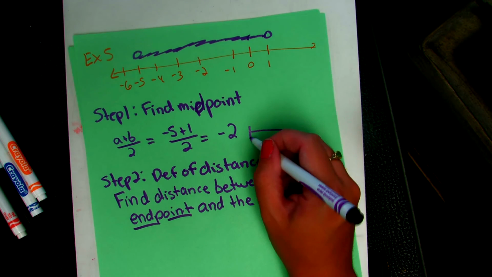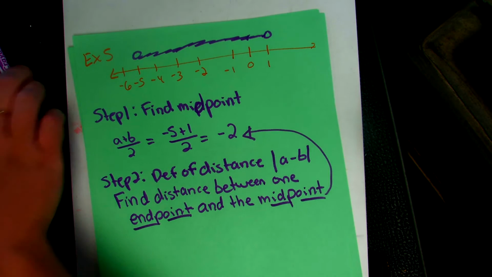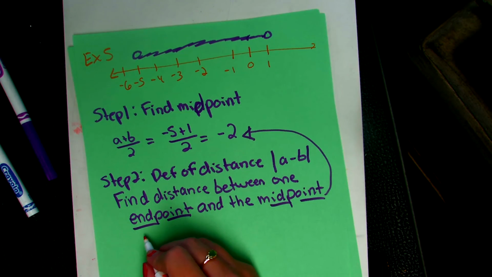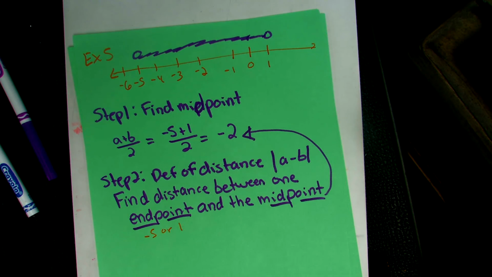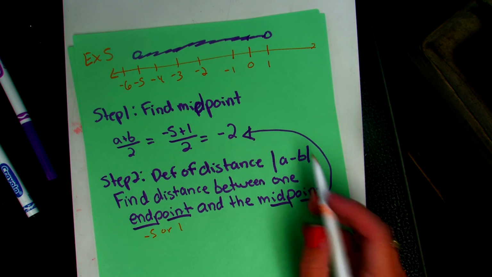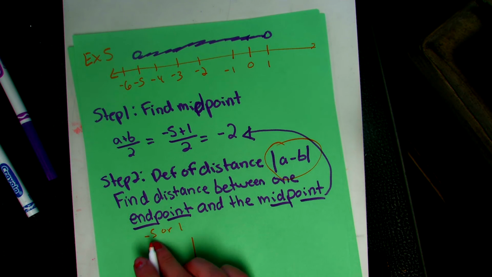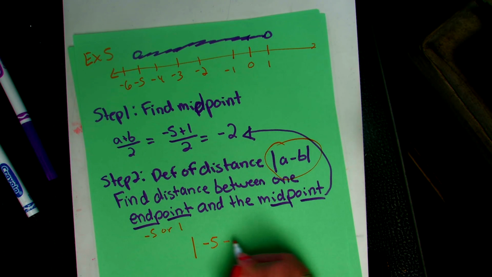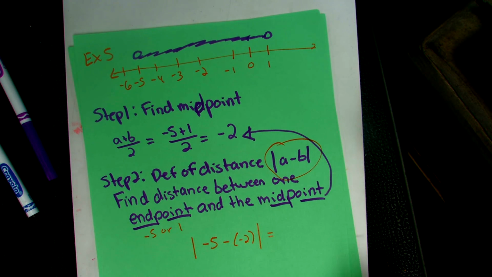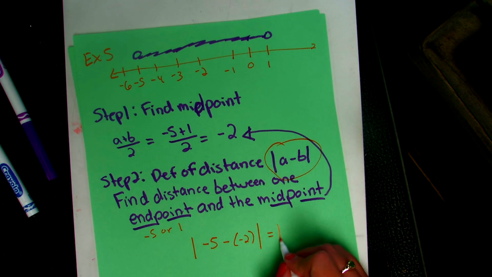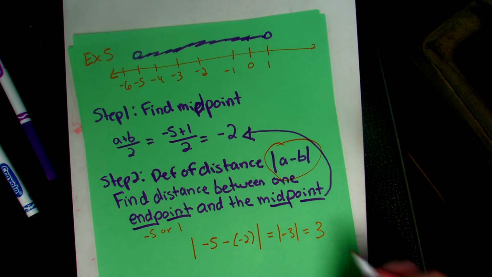So my midpoint is here, and my endpoints, I have 2 of them. I can either use negative 5 or I can use 1. Okay, either one. So let's just use negative 5. So I'm finding the distance. I'm going to use my distance formula. So my distance of one of my endpoints, negative 5, and the midpoint, which was negative 2. So negative 5 minus negative 2 becomes the absolute value of negative 3, which is 3. So that's my distance. Okay?